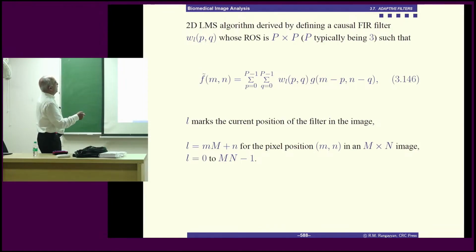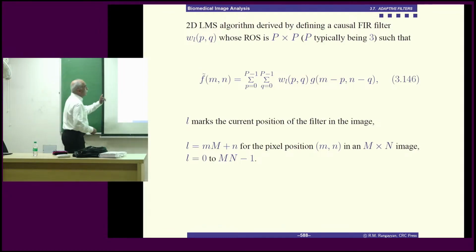So assume we have a causal FIR filter, finite impulse response filter, w_L(p,q). L is an index related to the position in the image. m,n are the pixel locations, p,q are the locations of the filter coefficients. This is the convolution sum on w_L(p,q). g is the given image, g(m-p, n-q), and the output is f tilde (m,n).